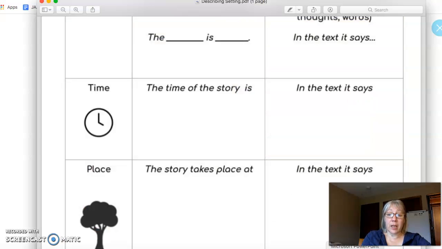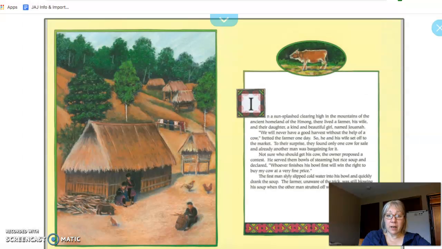So if I look at my sheet, the time of the story is a long time ago, because in the picture it shows that there are things in there that would be a long time ago. There's no cars or anything. And I know that it's taking place late in the summer, and it's because they are looking to have a good harvest.